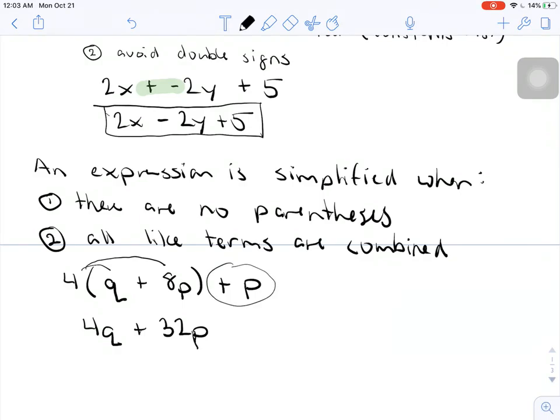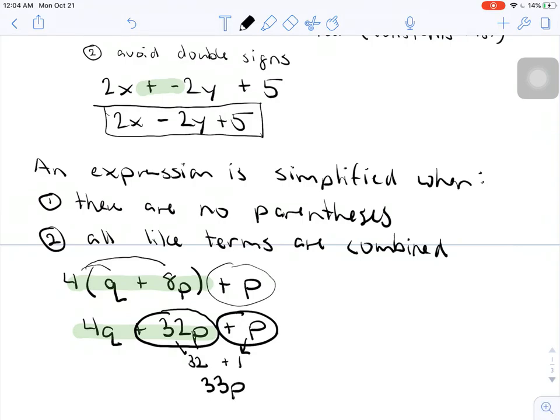And then we have this plus P hanging out at the end, which is still hanging out at the end after we've rewritten it. So basically, we rewrote that piece and we had to drop it back in with the rest of the expression of the plus P. Now that we don't have parentheses, now we could look for like terms to combine, focus on that first step. So in this case, this and this both have the same variable. So if I look at the coefficients, 32 and 1, I could put those together and make that a 33P.